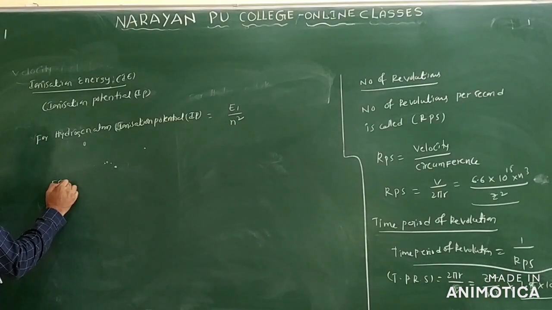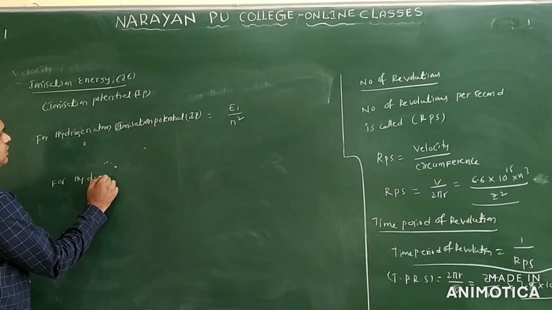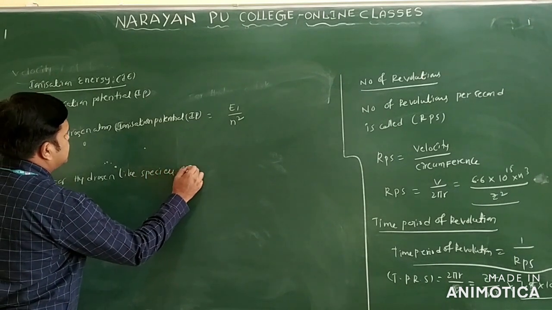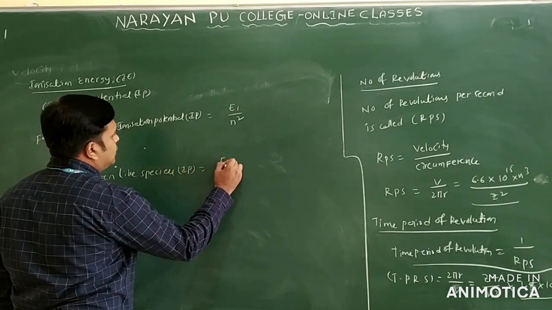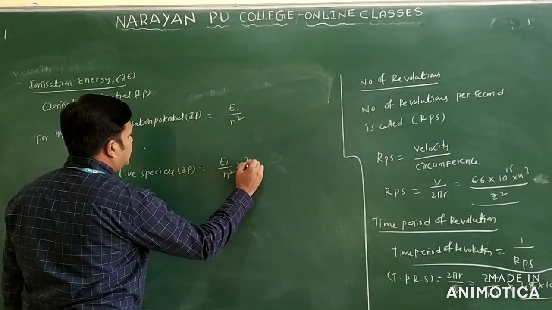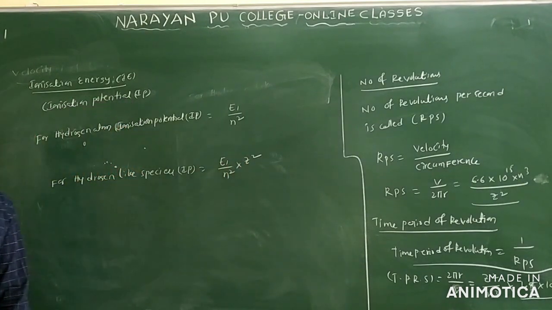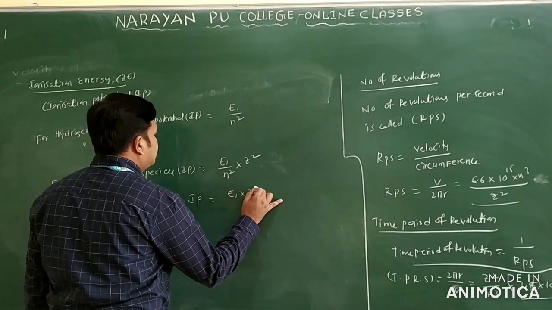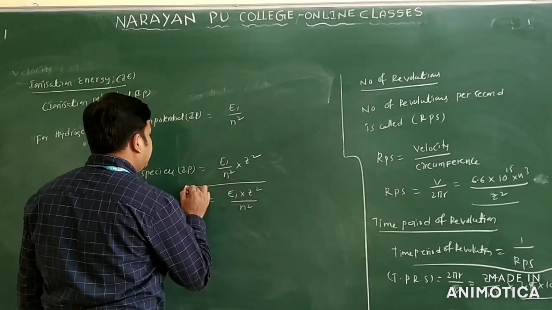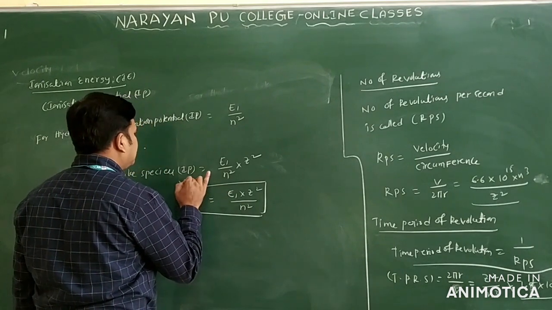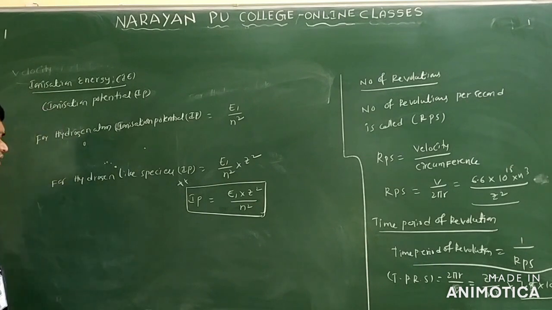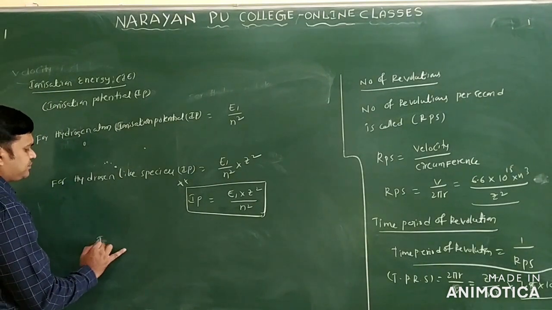Now here for hydrogen-like species, ionization potential is equal to E1 by n square into Z square only. Or you can write E1 into Z square by n square. So this is the important formula for us: ionization potential is equal to E1 into Z square by n square. Now we can write this value in the form of electron volts.